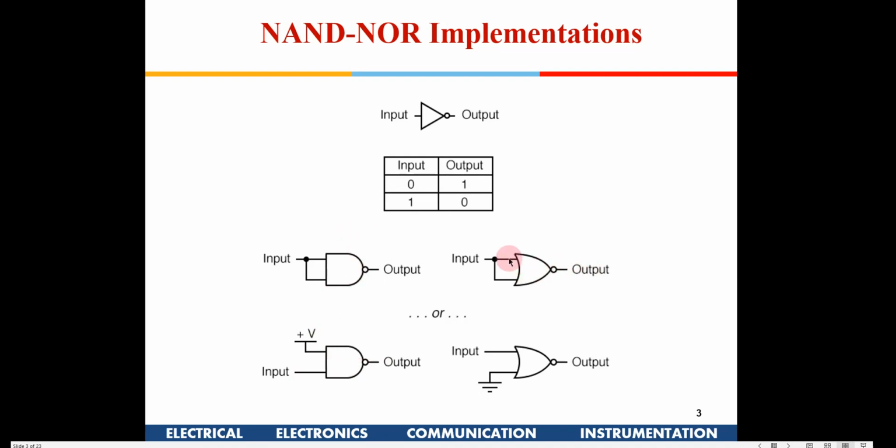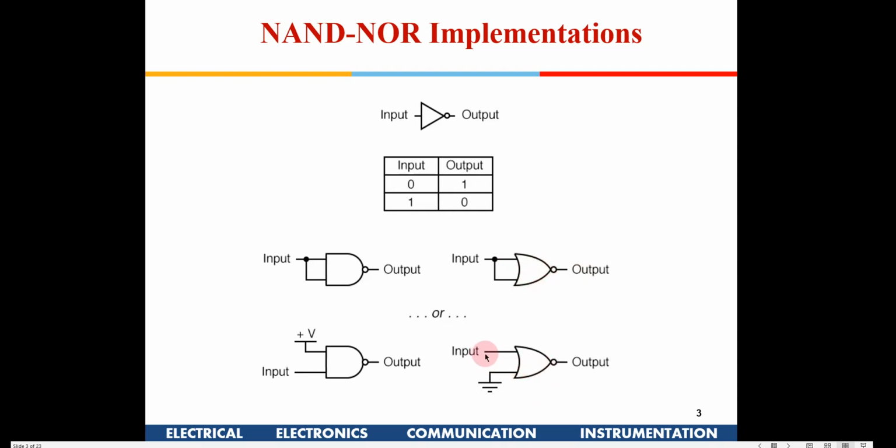Similarly with NOR, if you tie both the inputs together and you have 0 0, the OR will be 0, and then it is a NOR. The bubble indicates it is an inverter, so NOR is not OR. So 0 will become 1. If you have 1 1, the output of an OR will be 1 and NOR will be 0, so it will get inverted. This is one option of implementing an inverter with NOR gates.